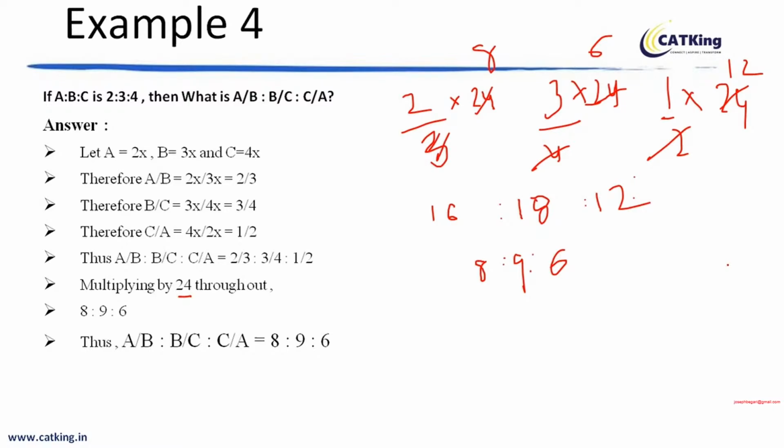Okay. Now, before we move on, people might be wondering, C upon A is 4x by 2x, which is 2 by 1. That is a printing mistake. Here it is not C by A, it is A by C. Alright. So it is A upon B is to B by C is to A by C throughout. Correct? So the answer is 8 is to 9 is to 6, and this question has appeared in NMAT 2011 and CET 2014. Okay, let's move on.